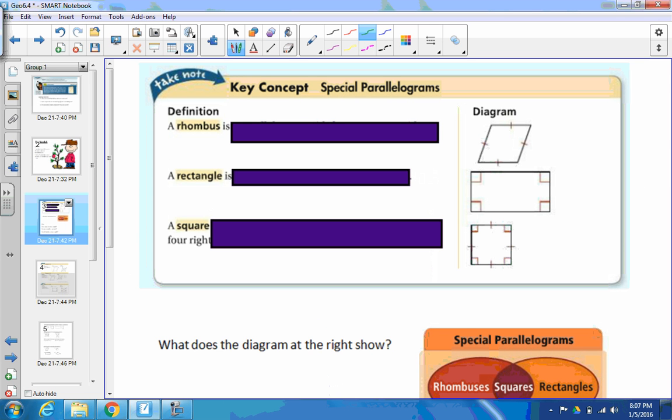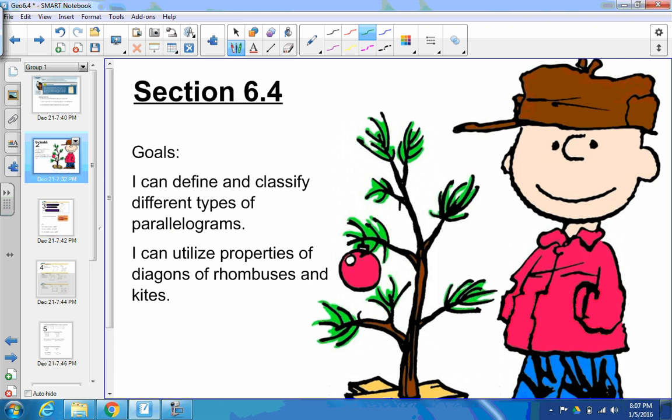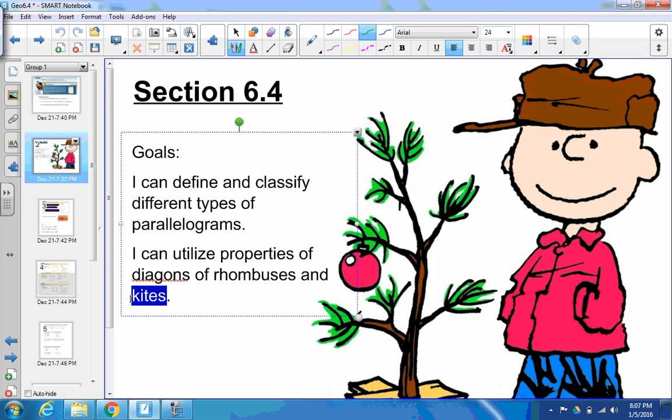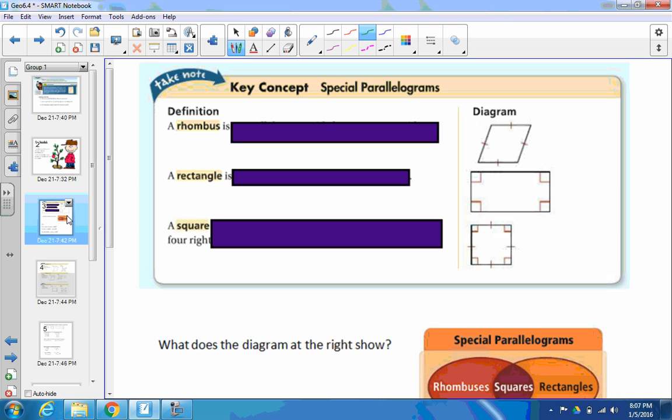So a couple of special types of parallelograms first of all. Actually, I made a mistake. I meant to put rhombuses and rectangles on here, not kites. We're going to get to the kites next time. Alright, so I knew something was wrong. First one, a rhombus. Again, these are all going to be parallelograms, just special types of parallelograms.